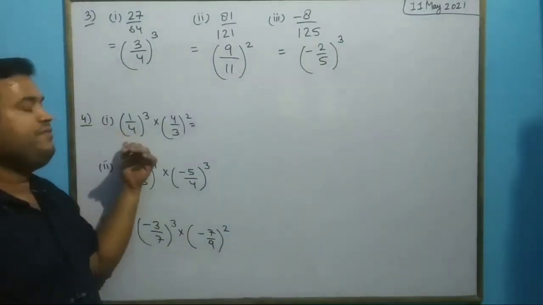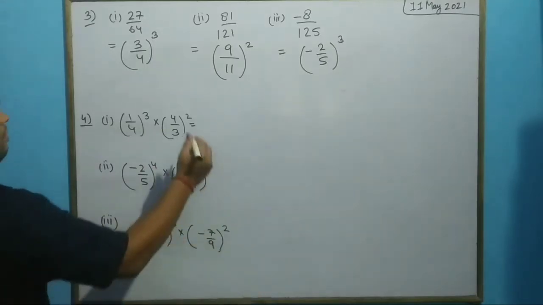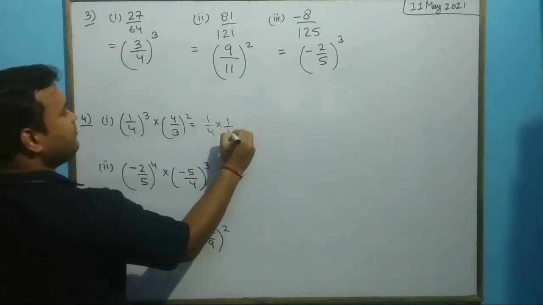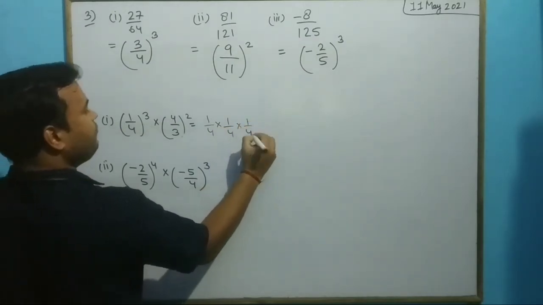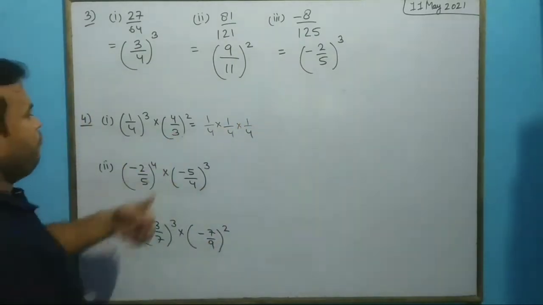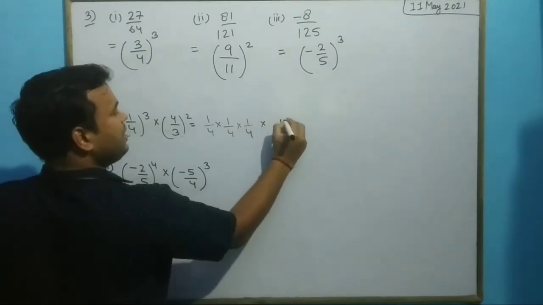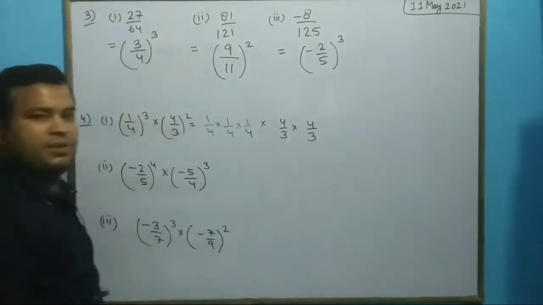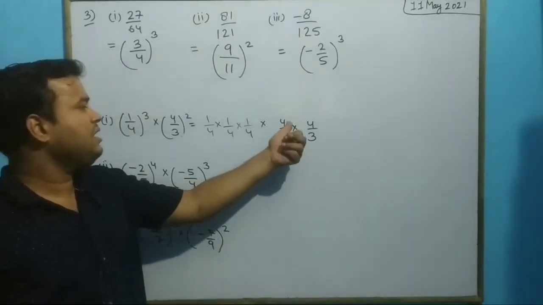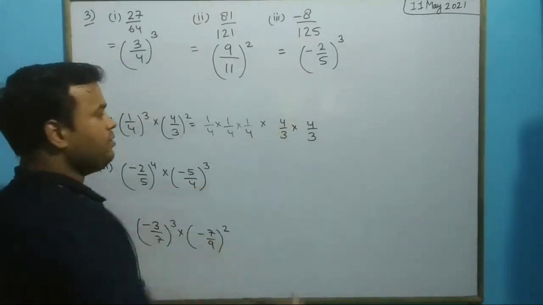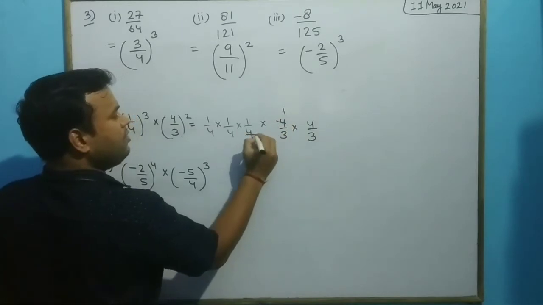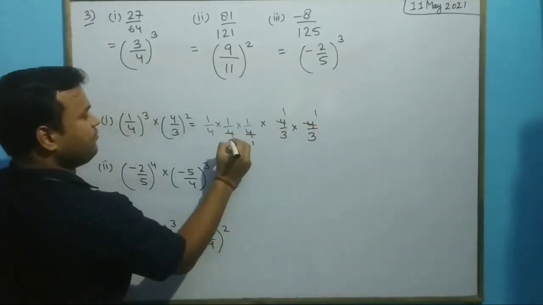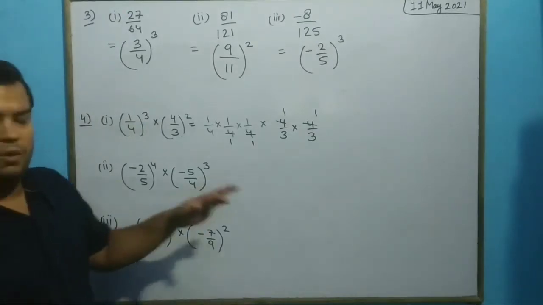Okay. In the fourth one we have to find the value. Okay. Now let us see. 1 by 4 is multiplied how many times? 3 times. 1 by 4 into 1 by 4 into 1 by 4. Again 4 by 3 has been multiplied 2 times. Okay. Now let us see what we can cancel out. Here it is 4. Here it is also 4. 4 1 times 4. 1 times. Okay. Here again 4 1 times 4. 4 1 times 4. Okay.